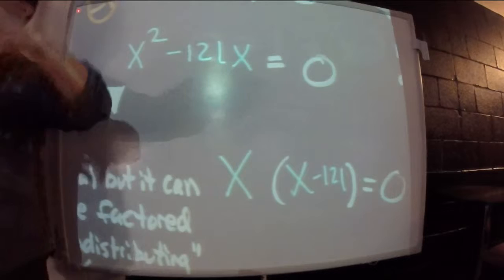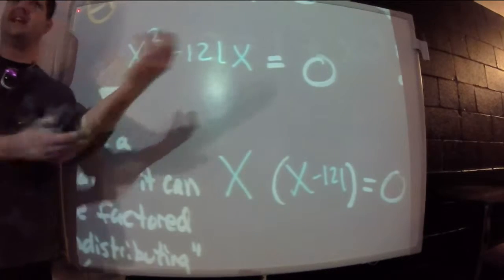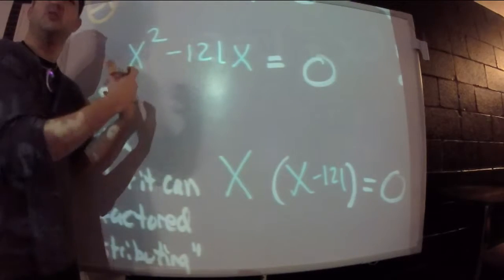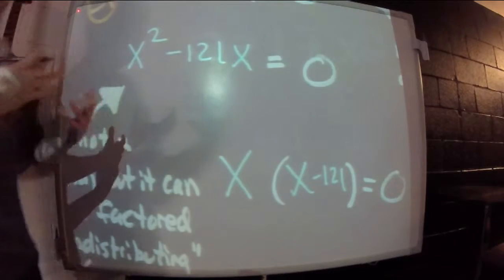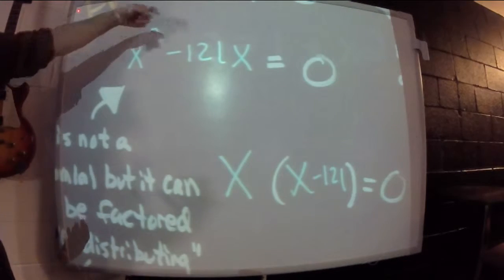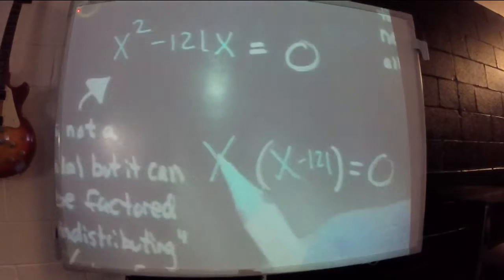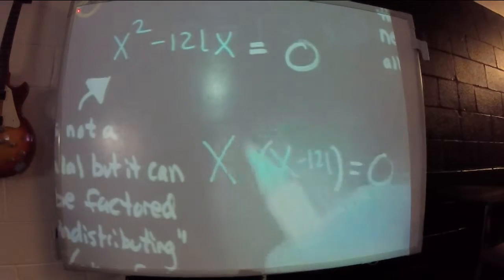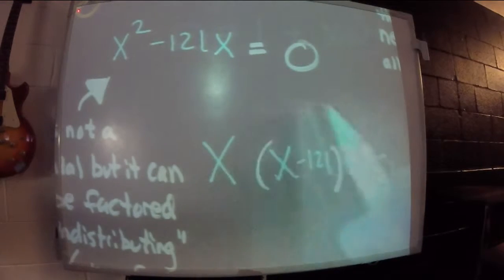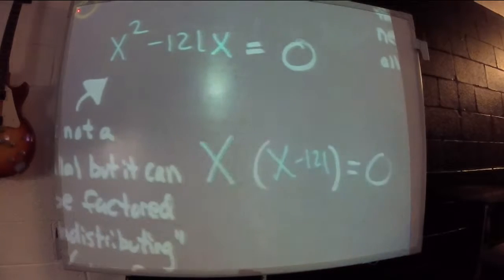So I have 2 pieces. I don't have a trinomial. I'm not going to unfoil it. What I'm going to do is ask, is there something I can undistribute, something I can take off of it? If it's an x, great. Take one of these x's off and take that x off. If you re-multiply this, does this give you x squared? Yes. And does this give you minus 121x? So that's what we're doing. We're just undistributing.